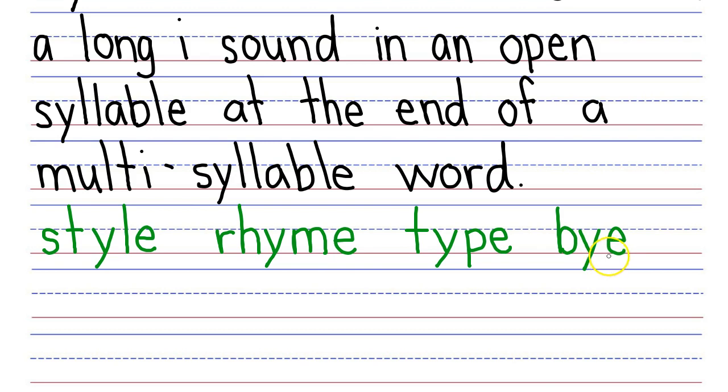Next word, dye. We have a D that says D, a Y that says I, and a silent final E. That's telling us that this Y makes a long sound, in this case a long I sound. D, I. We don't pronounce the E. And this is the kind of dye that you use to change the color of fabric. Or maybe change the color of your hair, like I plan to dye my hair brown.